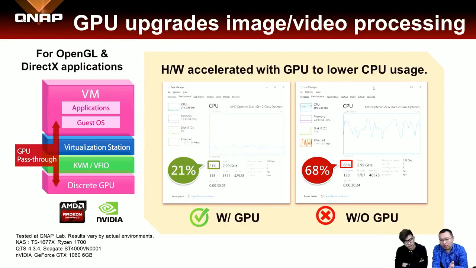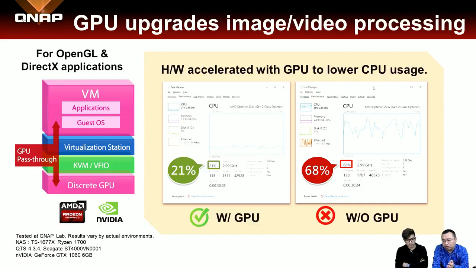Here on the left, this is the architecture of Virtualization Station with GPU pass-through support. Underneath is a discrete GPU card, and on top of that is our Linux kernel virtual machine technology. On top of that is our web UI with the Virtualization Station, and then the virtual machine being hosted in the Virtualization Station. So we can pass through this card into one VM. Just remember, it's one card for one VM. On the right is the comparison without GPU and with GPU.